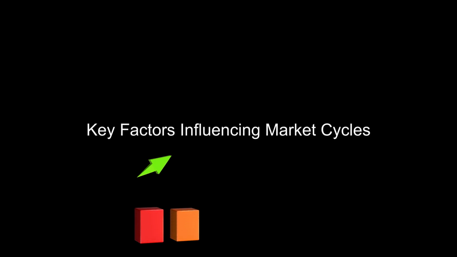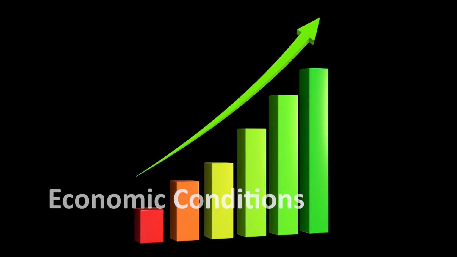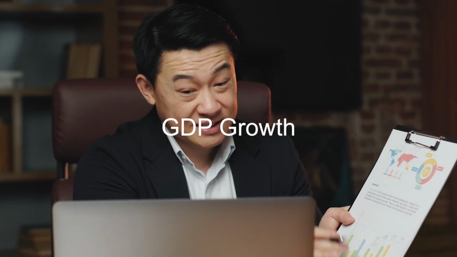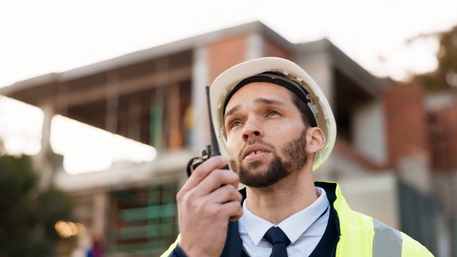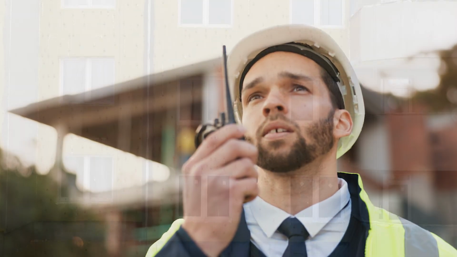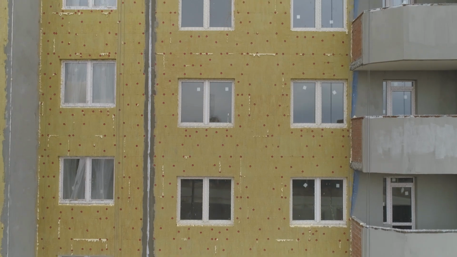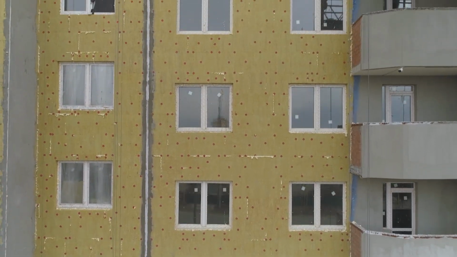Key factors influencing market cycles. Economic conditions. GDP growth. Economic growth drives demand for real estate. Higher GDP growth rates typically lead to increased employment, higher incomes, and greater demand for properties. A strong economy supports property value appreciation and rental income growth.